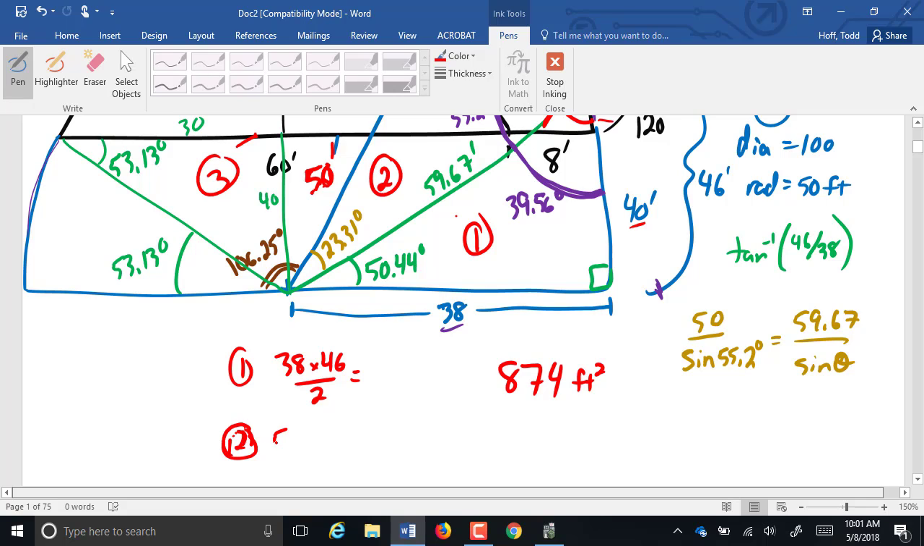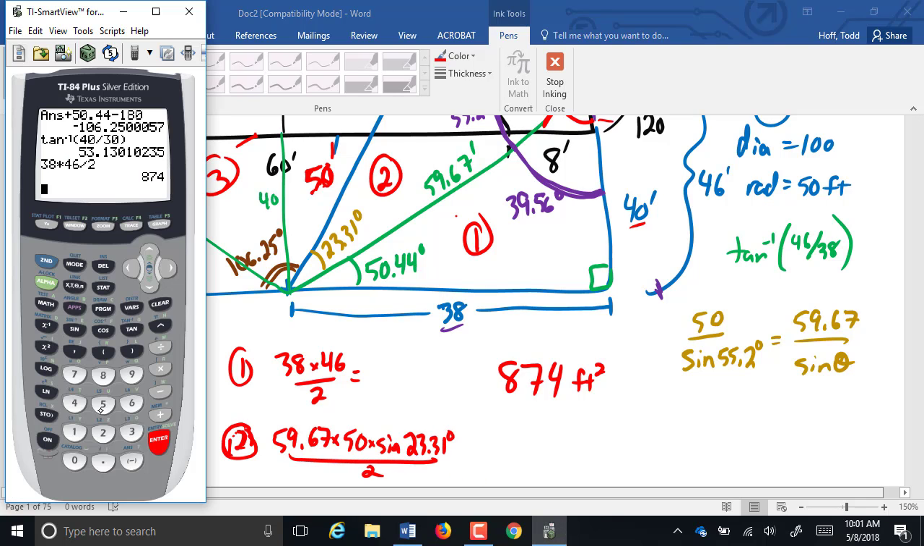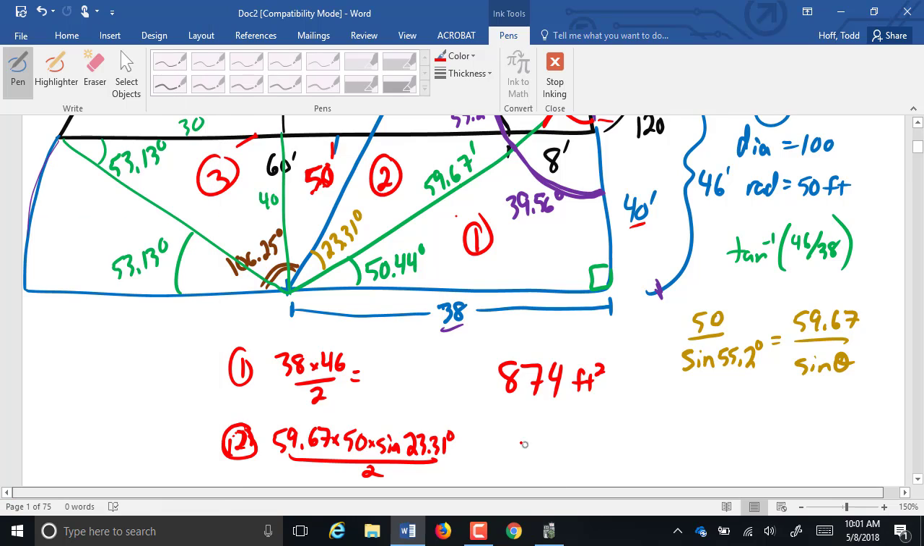Piece 2 is 59.67 by 50 by the sine of 23.31 divided by 2. 590.29 square feet.